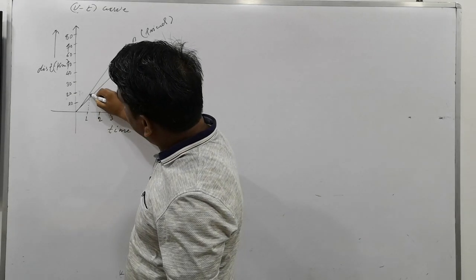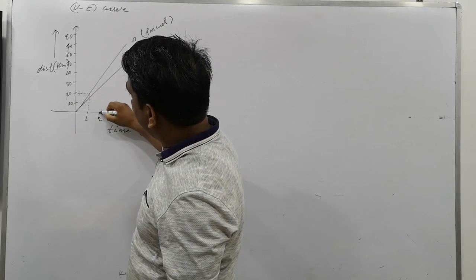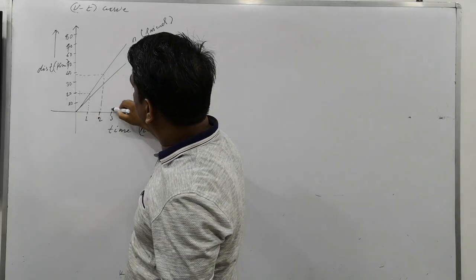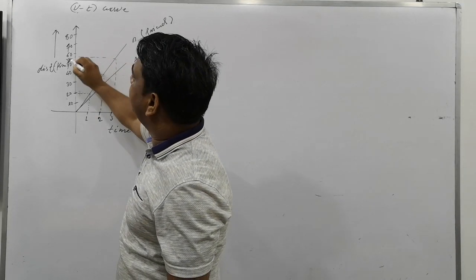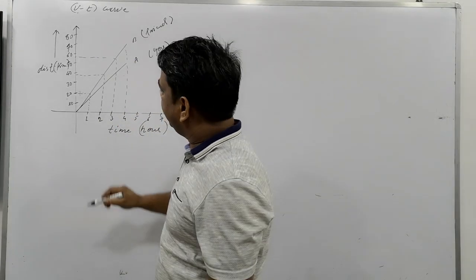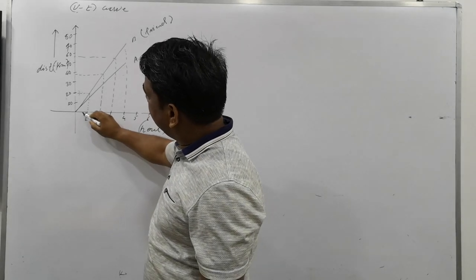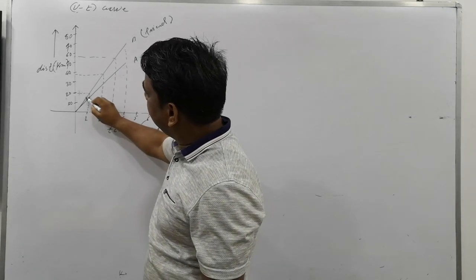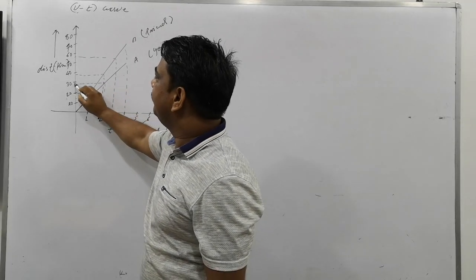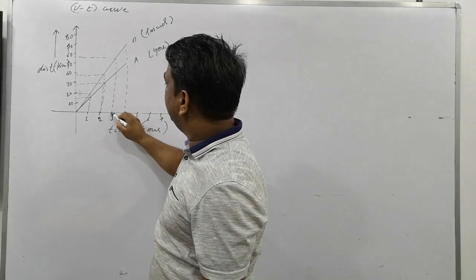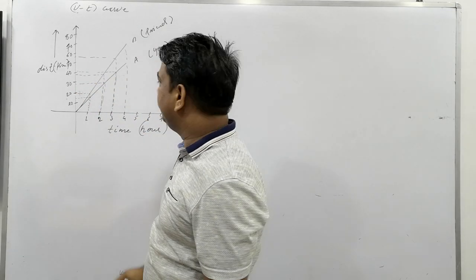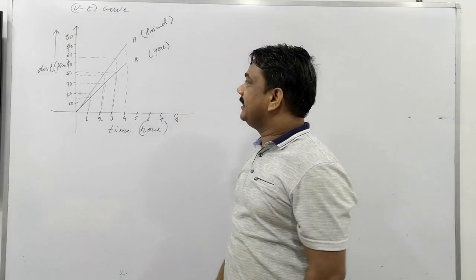So we can understand here: in 1 hour he reaches nearly 20 kilometers, in 2 hours he reaches nearly 40 kilometers, and in 3 hours he reaches 50 kilometers. Is that clear now? In the same way, in 1 hour you reach about 15 kilometers, in 2 hours you reach below 30, and in 3 hours you reach about 45 kilometers, and so on. So we get a straight line curve here.